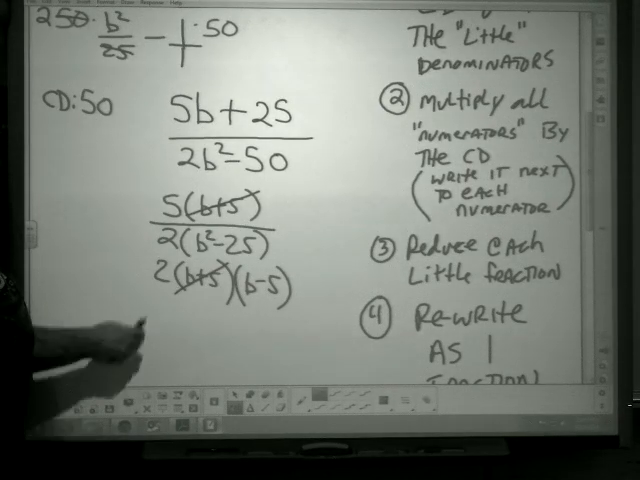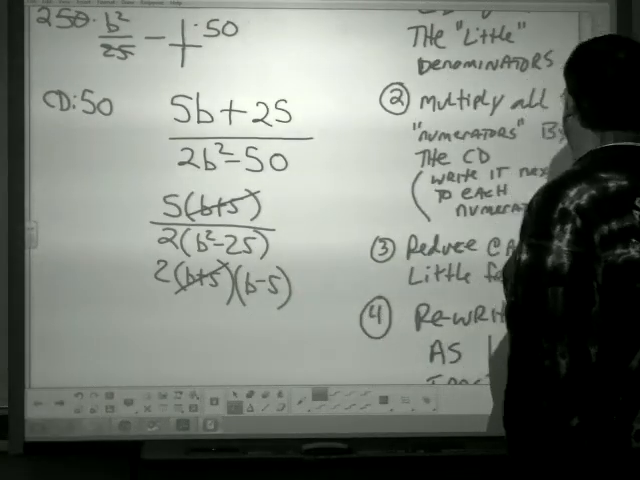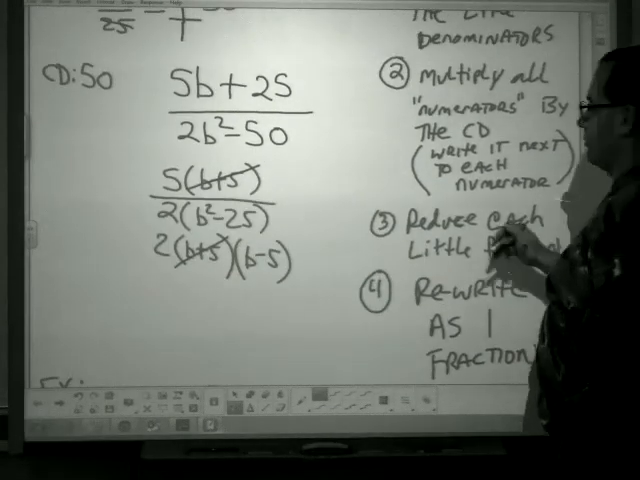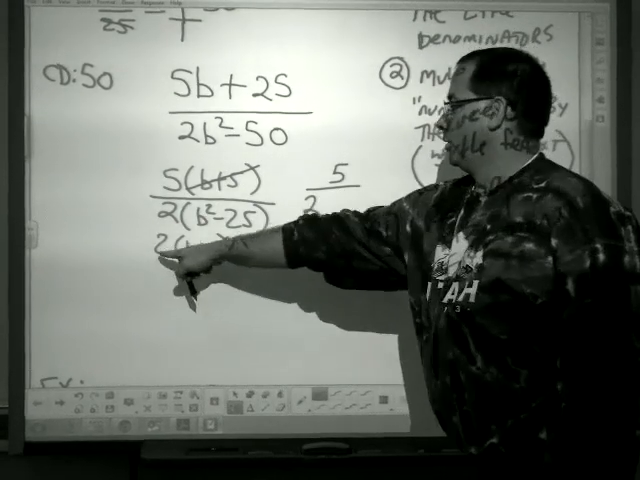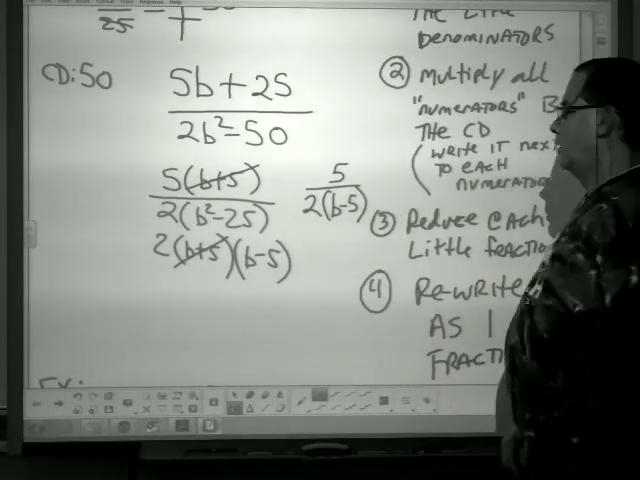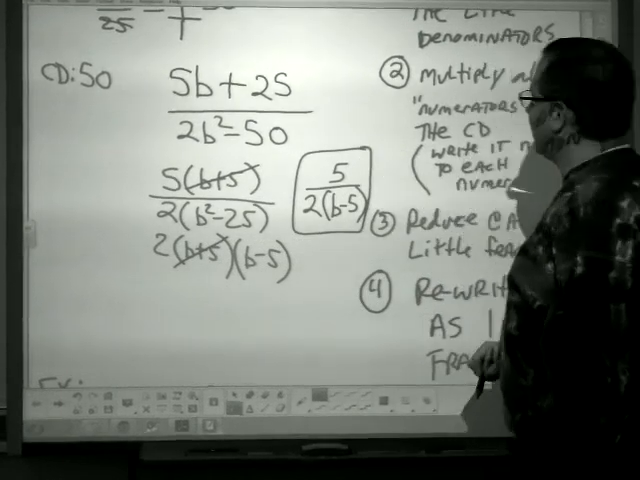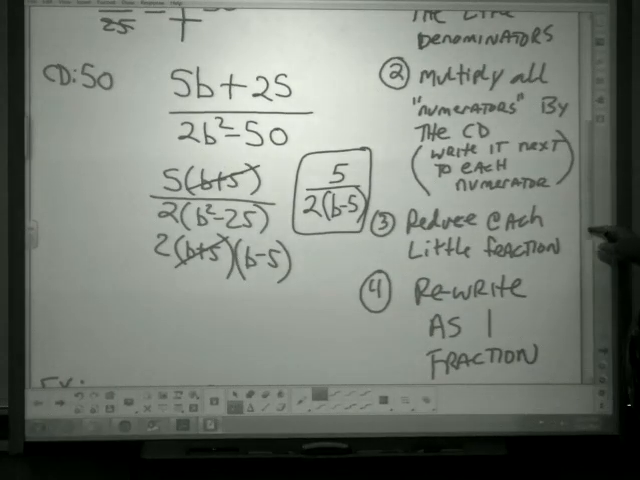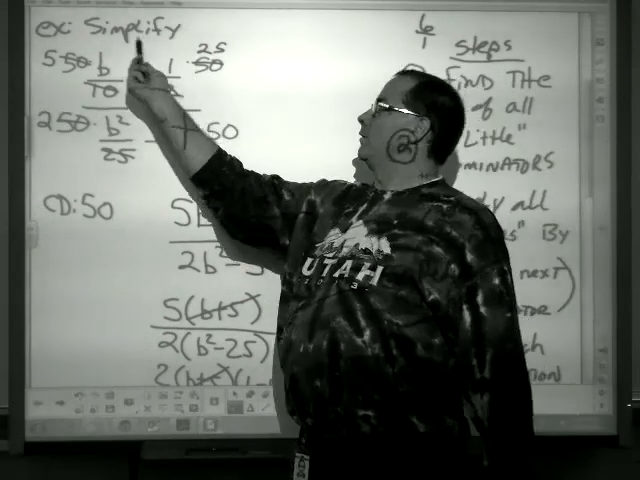So now what do I have left? I have a 5 over 2 times b minus 5. We're not setting anything equal to anything because we're not solving. The directions are to simplify.